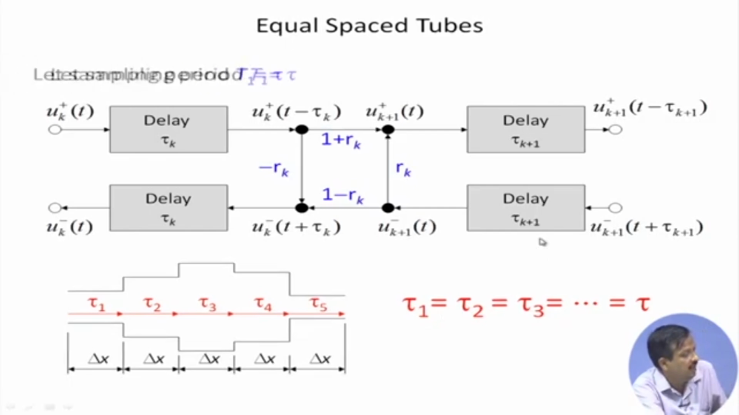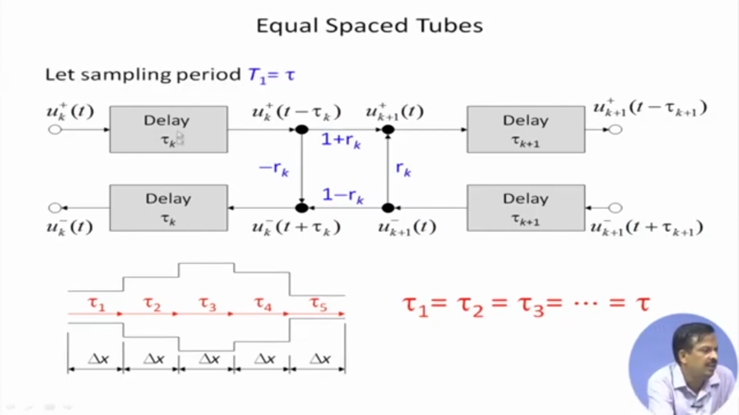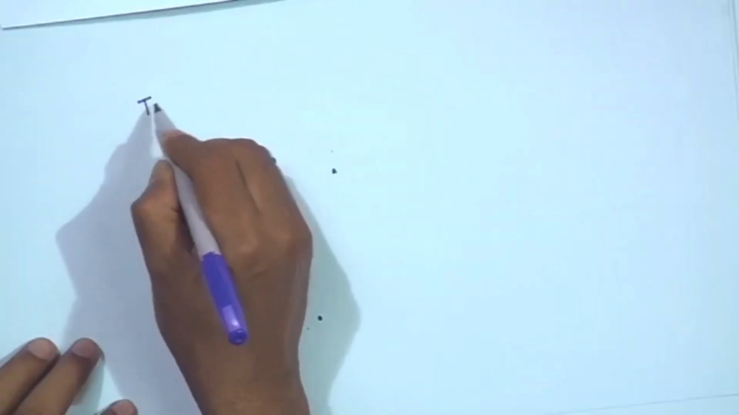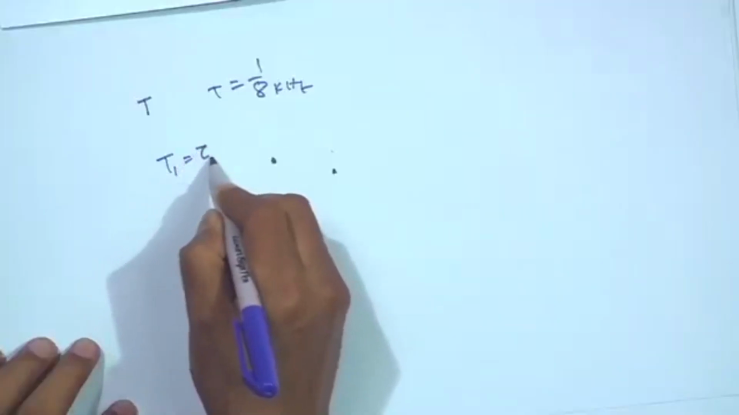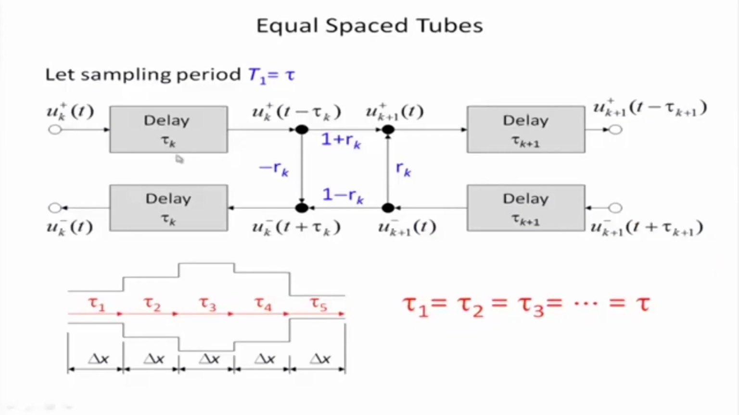Now, let tau be equal to the sampling period T 1. Z to the power minus 1 is one sample delay. If it is 8 kilohertz, then what is the sampling period? 1 by 8 kilohertz is the sampling period. So, a sampling period delay will happen. Let the sampling period T 1 be equal to tau. So, this is one sample delay here, and I can say this is replaced by Z to the power minus 1.